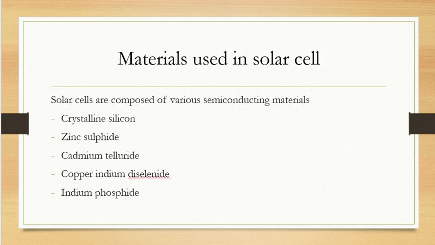The materials used in solar cell. Solar cells are composed of various semiconducting materials like crystalline silicon, zinc sulfide, cadmium telluride, copper indium diselenide, and indium phosphide.